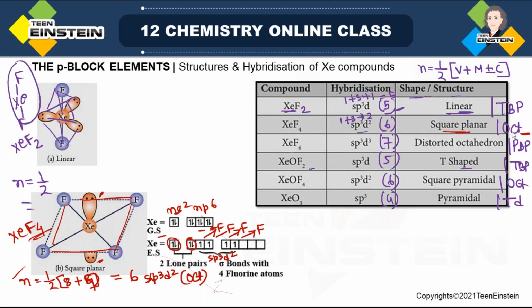So in these 2 compounds, that is XeF2, XeF4, is there any doubt? Next we'll go to some other xenon compounds because we are discussing structure and hybridization of xenon compounds. So here we have finished XeF2, XeF4. Some more compounds we will see.